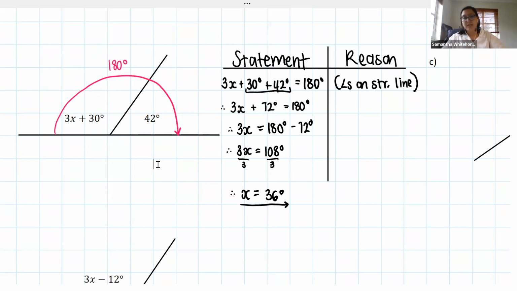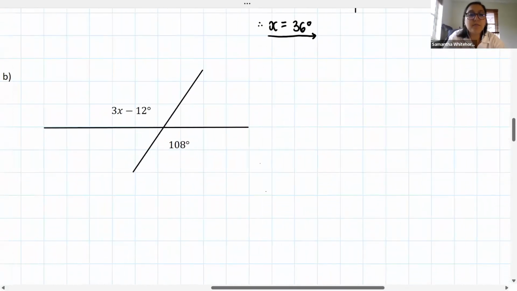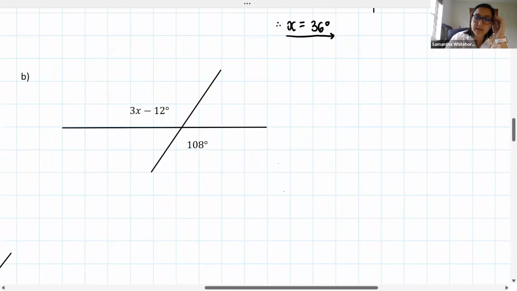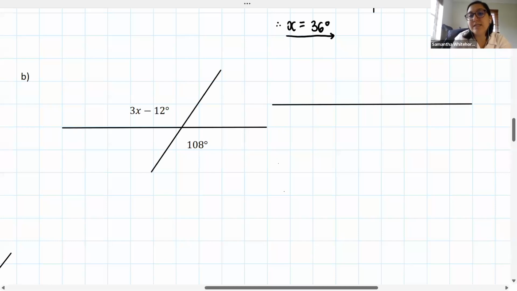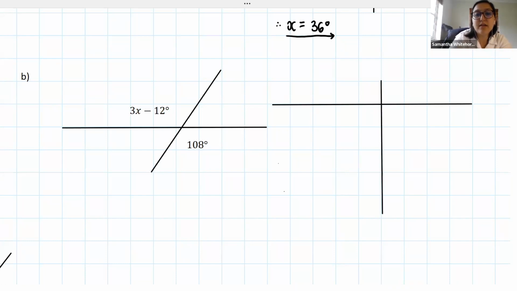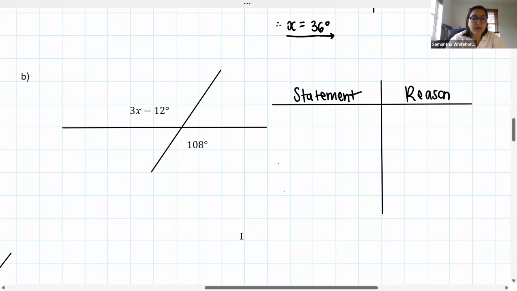Right, I will let you guys take screenshots of these things just now. But let's have a look at question B. There's question B. Took a second. So let's have a look at what we have here for question B. And then again, if someone wants to raise their hand to tell me what reason they think we can use in order to solve for x here, please do. So I'm just saving up my work. Right, I wonder, do you want to tell me what reason would we use?